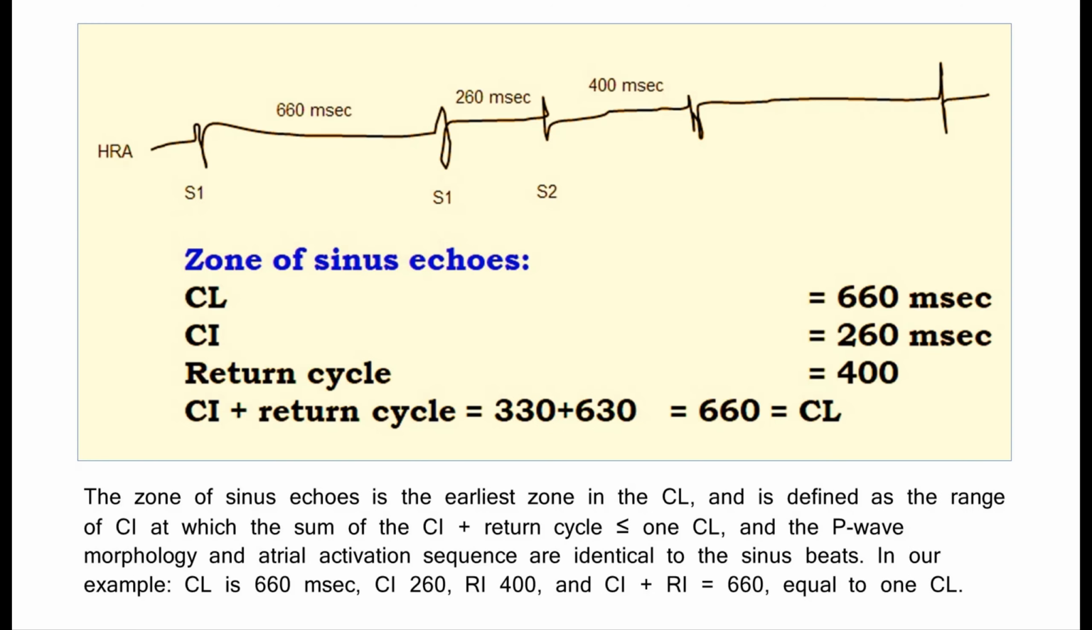The zone of sinus echoes is the earliest zone in the CL, and is defined as the range of CI at which the sum of the CI and return cycle is less than or equal to 1 CL, and the P-wave morphology and atrial activation sequence are identical to the sinus beats. In our example, CL is 660 millisecond, CI 260, RI 400, and CI plus RI equals 660, equal to 1 CL.